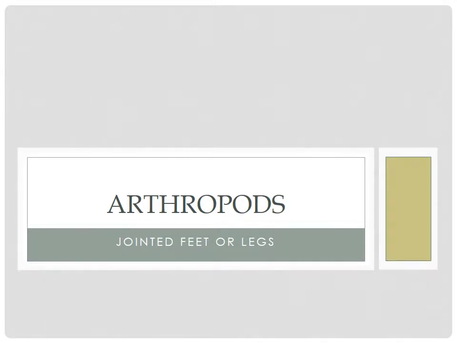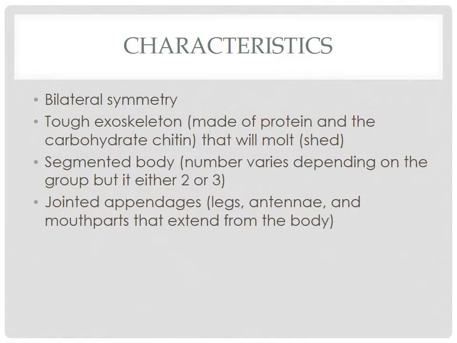All right, the next phyla that we're going to be talking about in upper invertebrates are arthropods, which means that they have jointed feet or legs. When we get to the arthropods, we start seeing even more diversity within the phylum. We saw a lot of diversity in mollusks, but it's going to be even greater with arthropods. So the characteristics tend to be very general because we're talking about a large group of organisms.